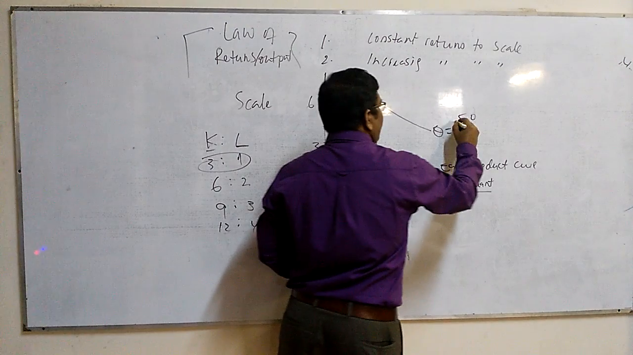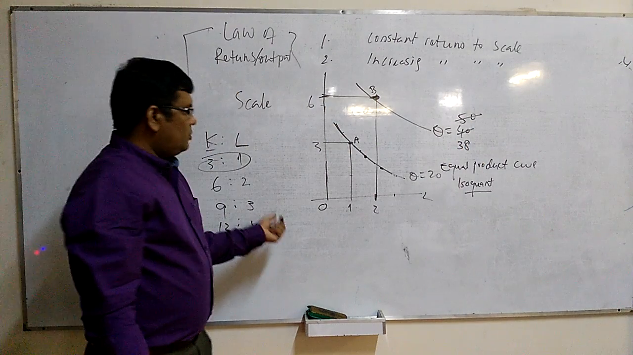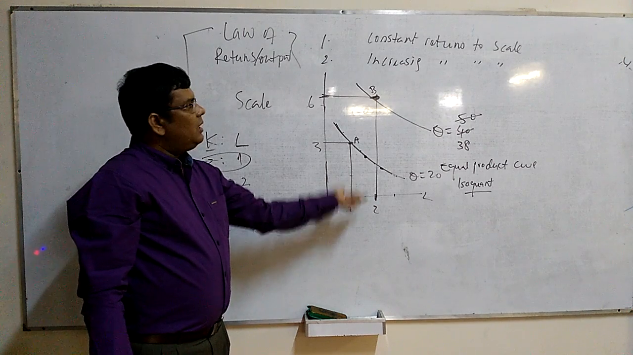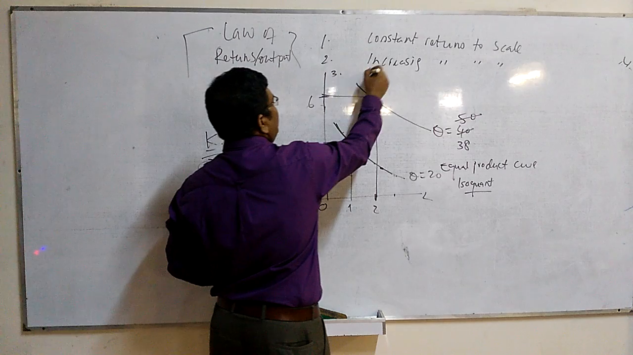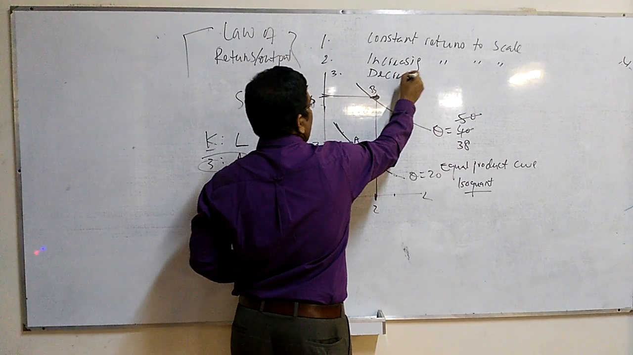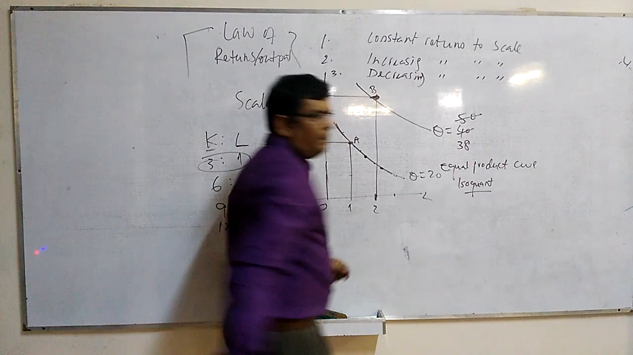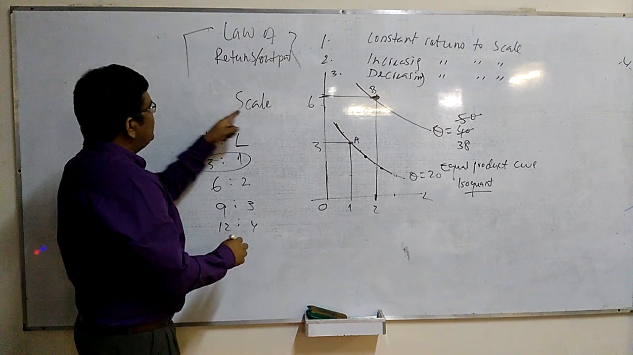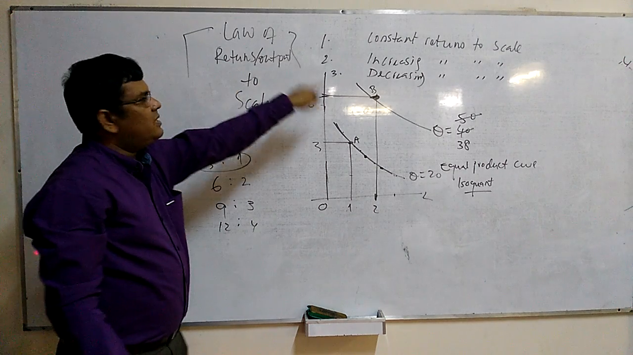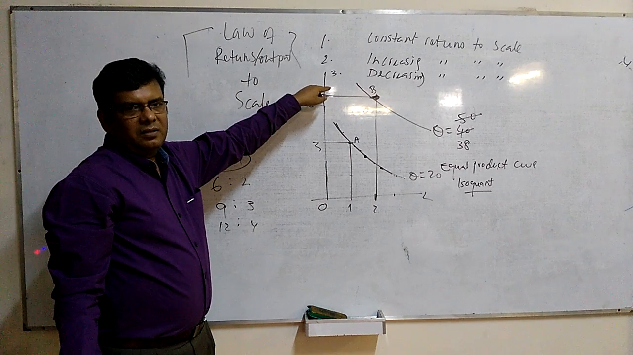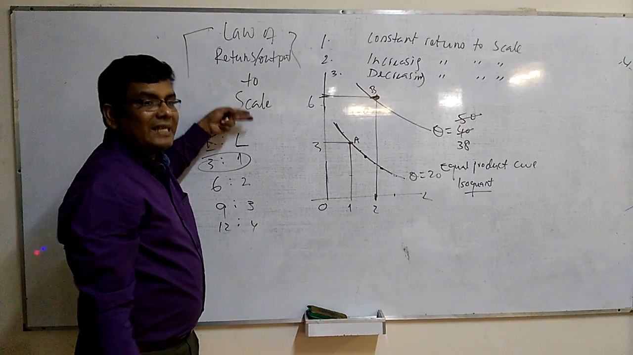Now, if the output becomes 38, for example, less than double. So I doubled the inputs, but output became less than double. This is called decreasing returns to scale. So if we change the scale, what happens to returns? These three situations you face. So we can call it the law of returns to scale.